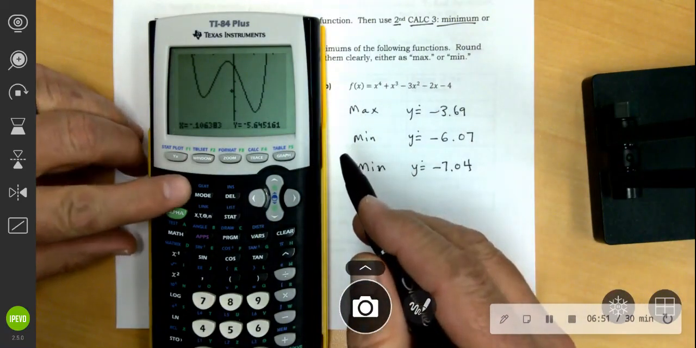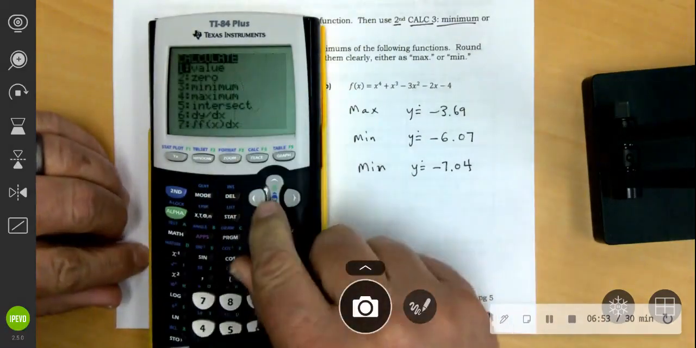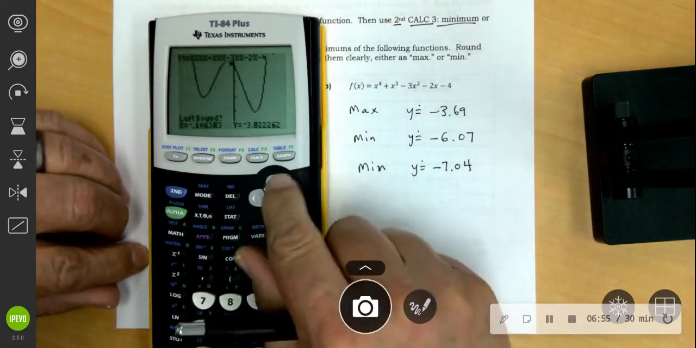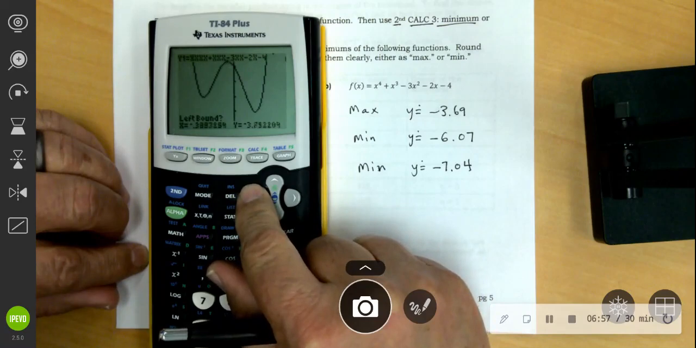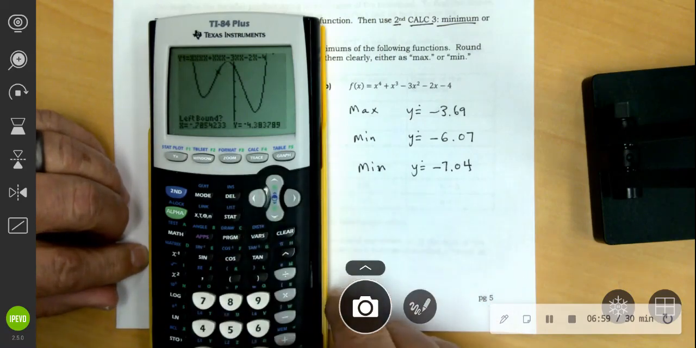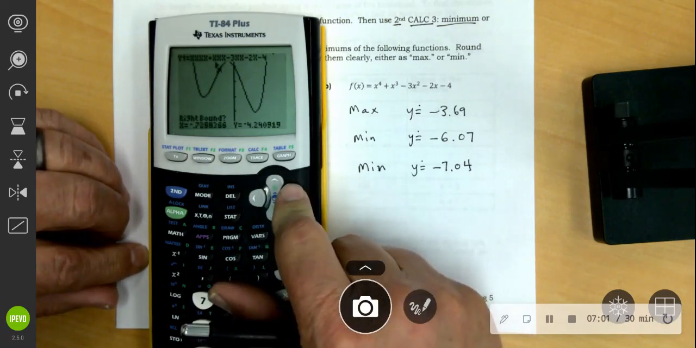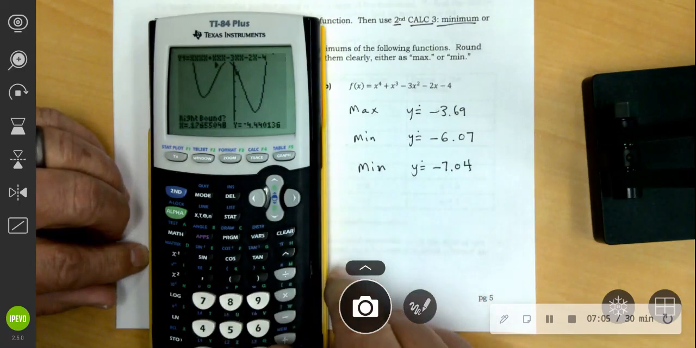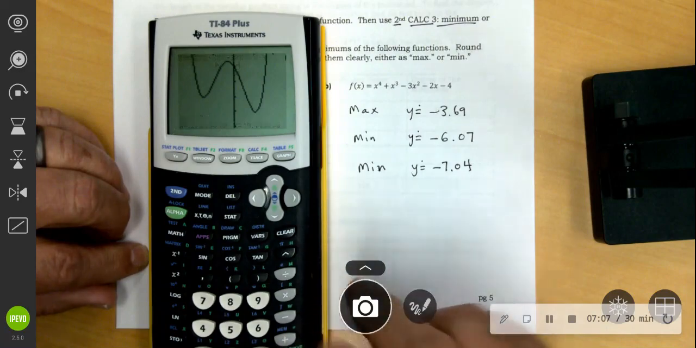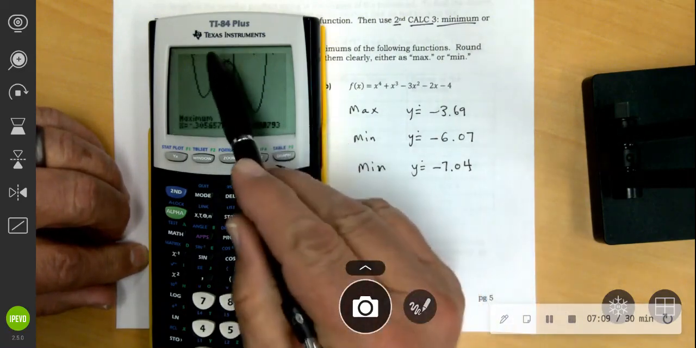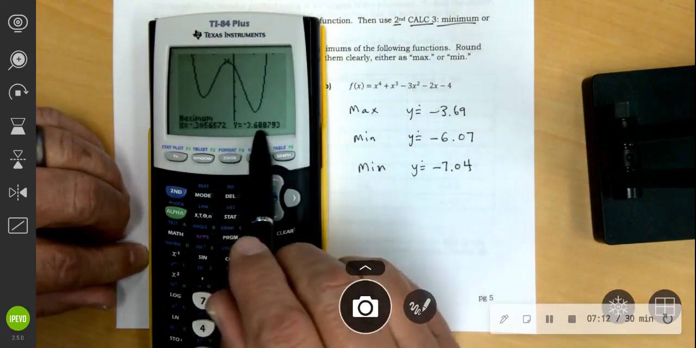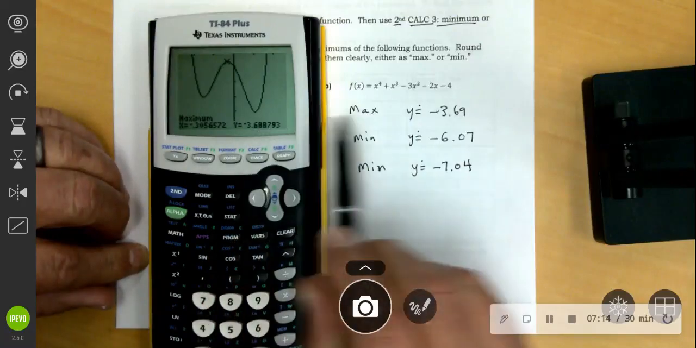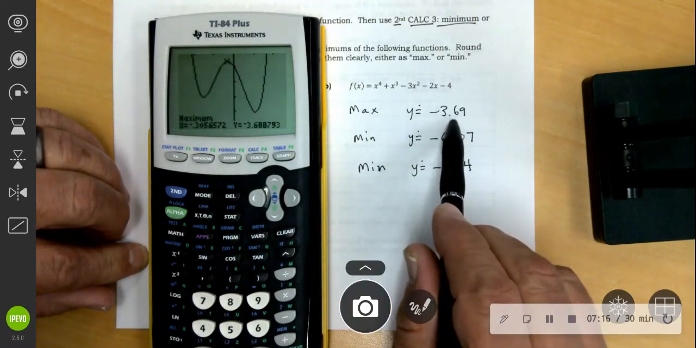So you go second and calculate in choice number 4. So once you go to the left side of the hill, which would be over here, somewhere in that area, go over to the right side of the hill. Anywhere over there is fine. And then hit enter again, and it should go right up to the top of the hill and tell you its height. So that's at negative 3.69 once you've rounded it.